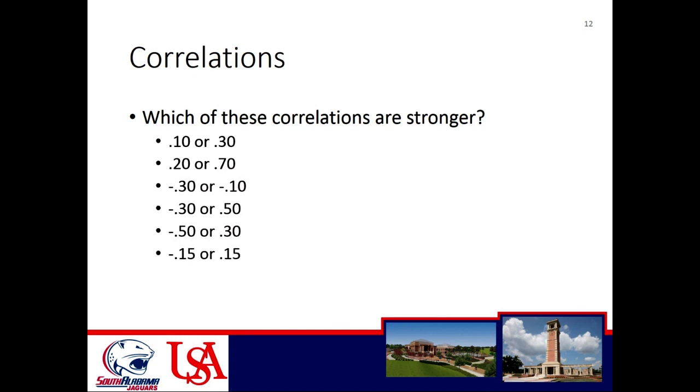And then here's the last one, negative 0.15 or positive 0.15. This one's a trick question. They have the exact same strength. Even though one is negative and one is positive, they both are an equal distance away from 0, so therefore they have the same strength.